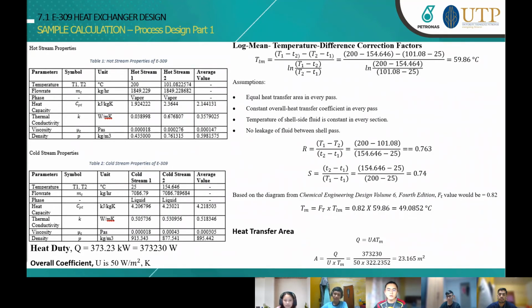First and foremost, we start off by determining the log mean temperature difference correction factors, which can be shown here along with the log mean temperature. And after obtaining the R and S value, we can refer to the graph in the Chemical Engineering Design Volume 6. The F value can be obtained and find the final TM value. The heat transfer area can be obtained via this equation as well, which is 23.165 meters squared. Next.